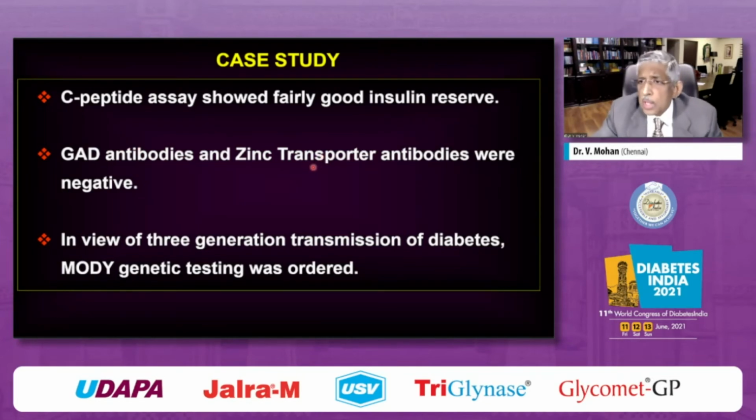So these are our standard ones, which we do. GAD and zinc transporter, we do for everyone suspected to have type 1 diabetes. Both were negative. So when both were negative and C-peptide is good, we said this may not be type 1 at all. Maybe it is MODY.